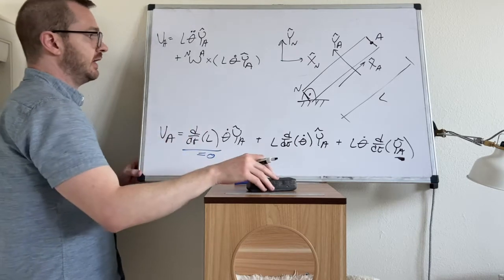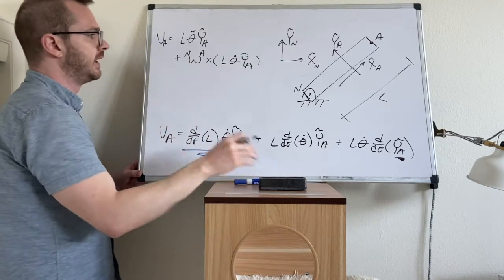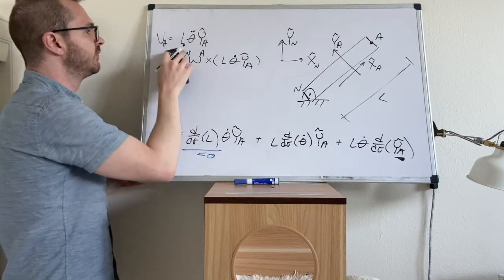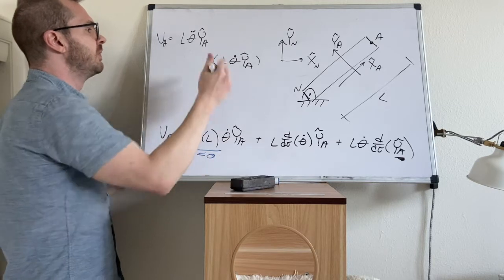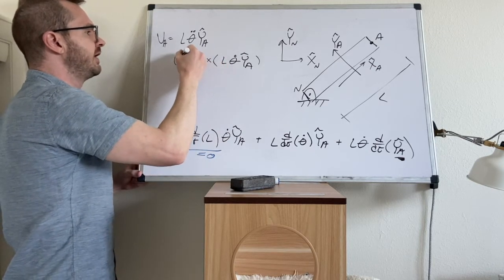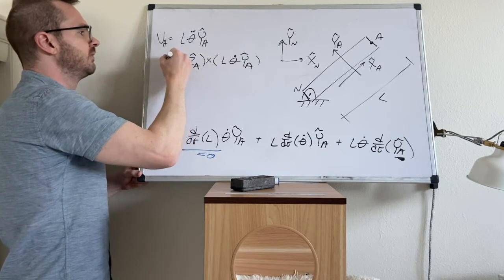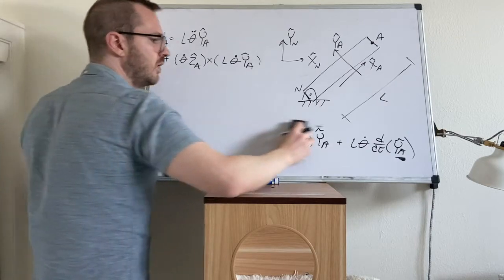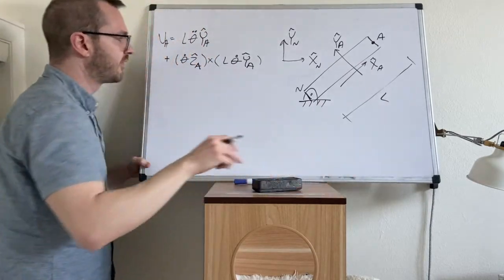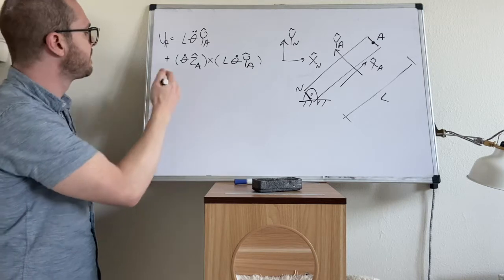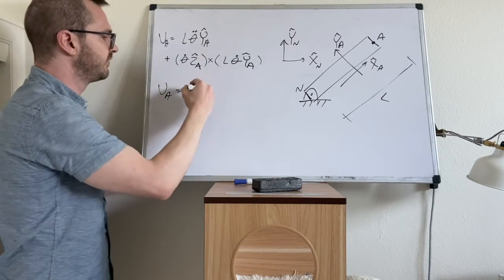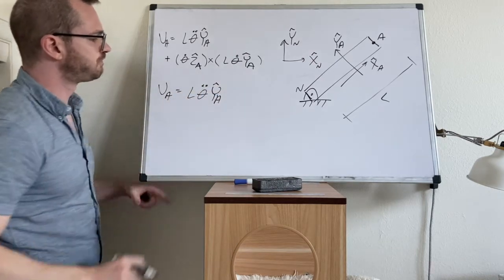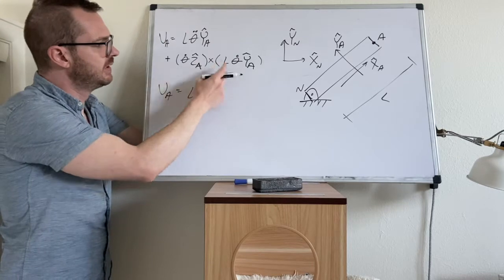All right, so what I'm going to do is put in the definition of omega into A because we defined that before. So omega into A is theta dot z hat A. Now, there are of course several ways you can resolve this cross product. First, let's bring down this term L theta double dot y hat A. And then what is going to happen with this cross product?